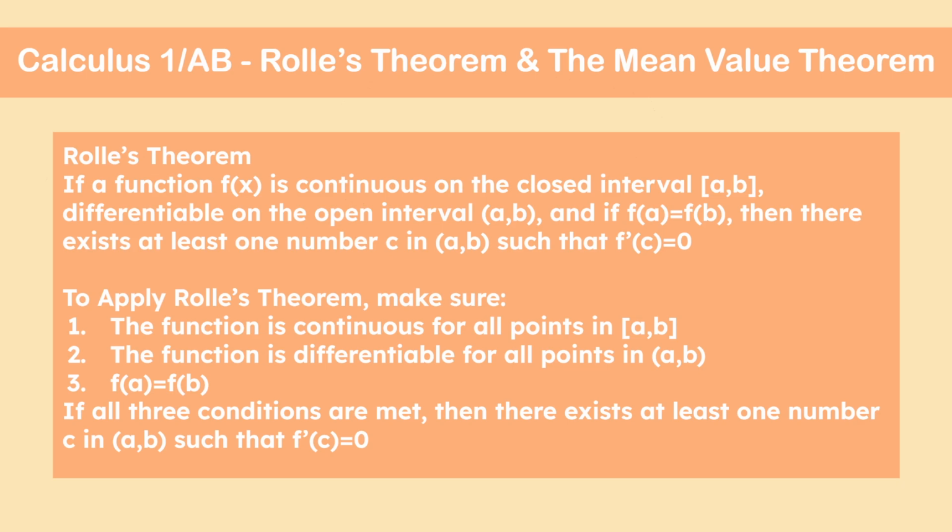In today's video, I'm going to be talking about Rolle's theorem and the mean value theorem. So let's begin. Rolle's theorem states: if a function f of x is continuous on a closed interval a to b, differentiable on the open interval a b, and if f of a is equal to f of b, then there exists at least one number c in (a, b) such that the derivative at c is equal to 0.